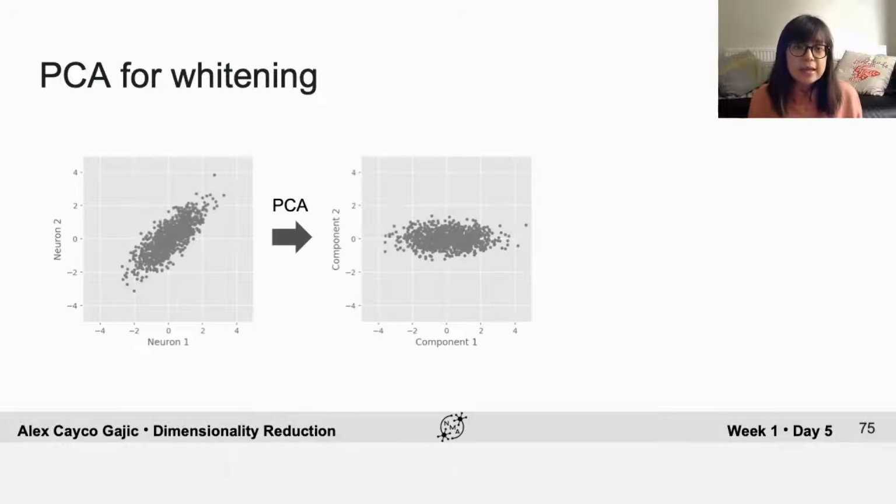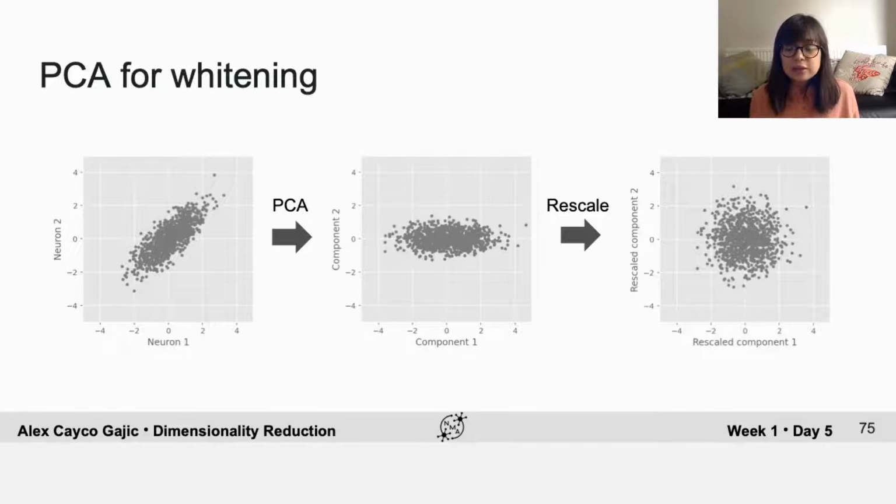And third, PCA can be very useful for whitening, which is a procedure in which you decorrelate your data and you standardize it, meaning that you rescale it so that the individual components have unit variance. We saw in the first couple of tutorials that PCA finds a transformation so that the new components are uncorrelated, and we know that the variance of each component is given by the eigenvalue. So we can just rescale this so that the new components are uncorrelated and have unit variance.